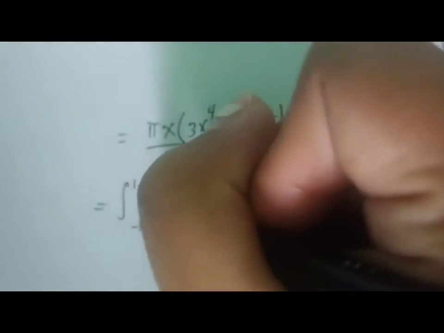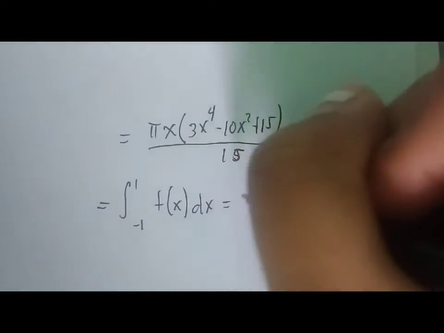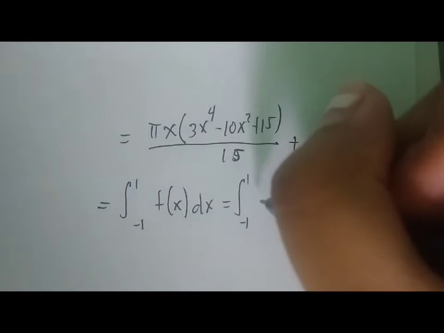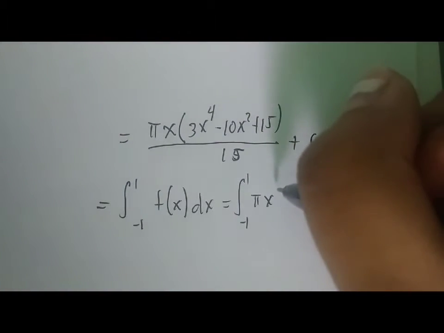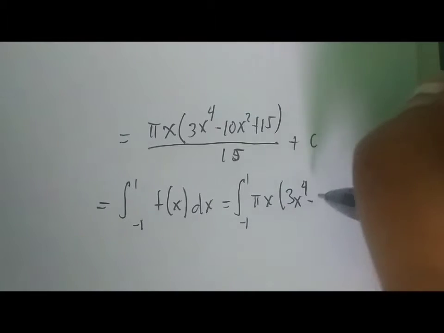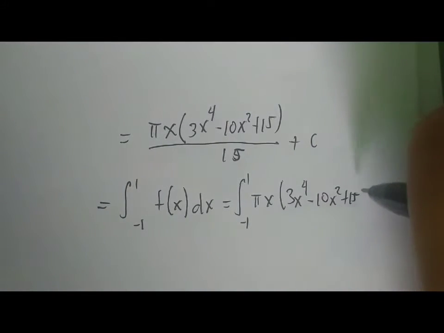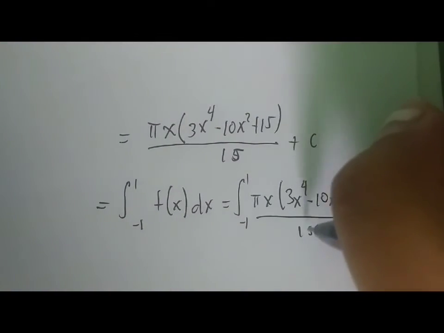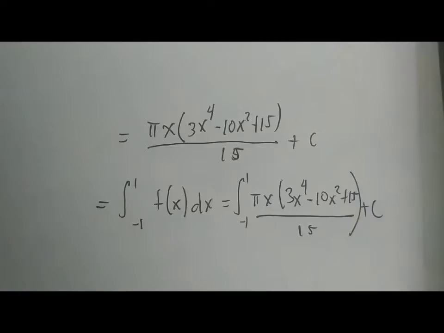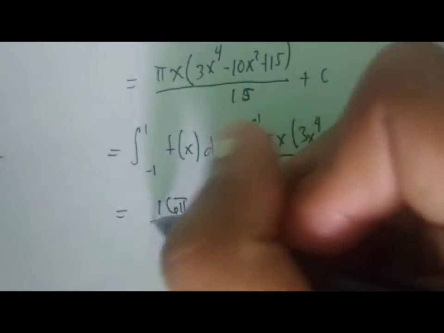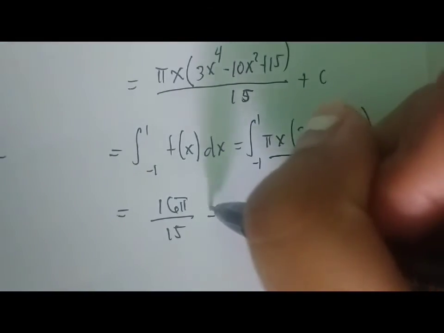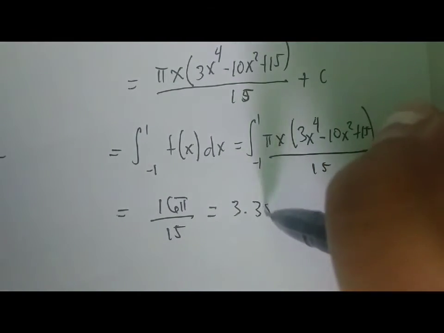Applying the definite integral from 1 to negative 1 of f of x dx, which is equal to integral from 1 to negative 1 of pi x times (3x to the fourth minus 10x squared plus 15) over 15, is equal to 16 pi over 15, or to simplify, it is equal to 3.351.